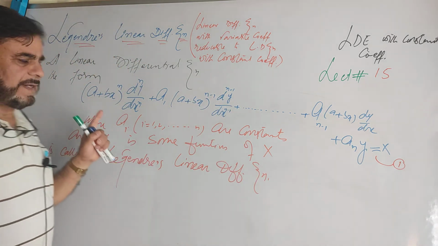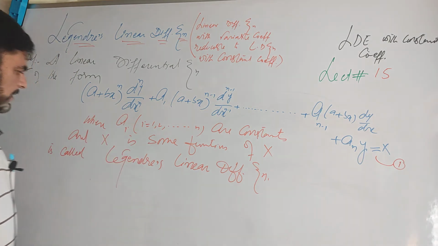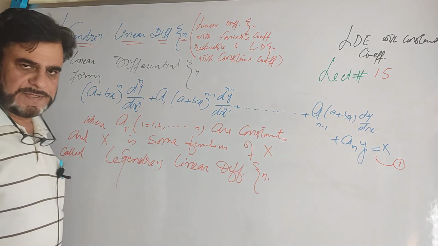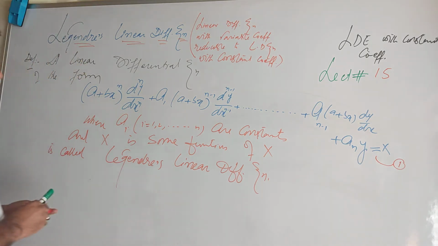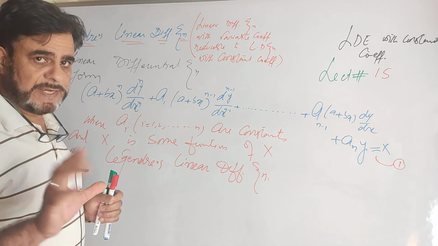Order is nth order, but degree is 1. That is why it is called the Legendre's linear differential equation. Now we will learn here how to solve this. We solve this linear differential equation. You see how you just recognize it.